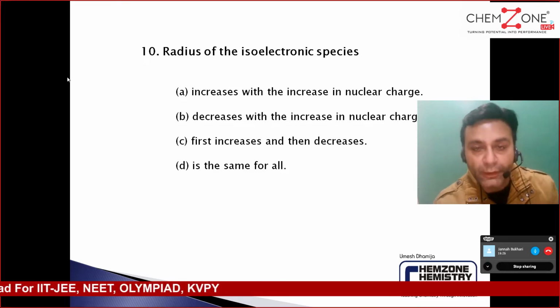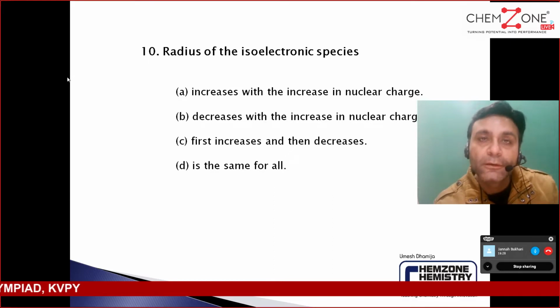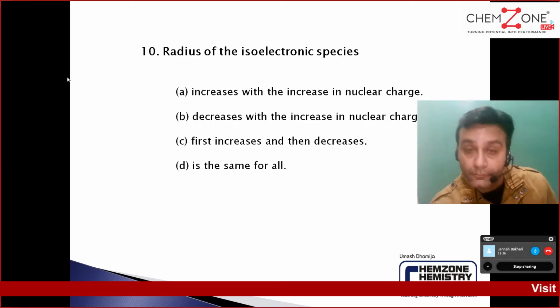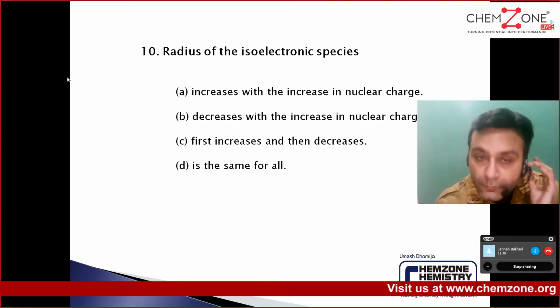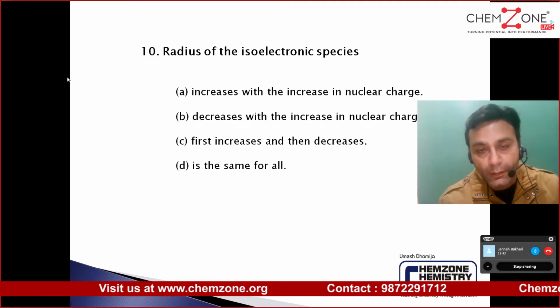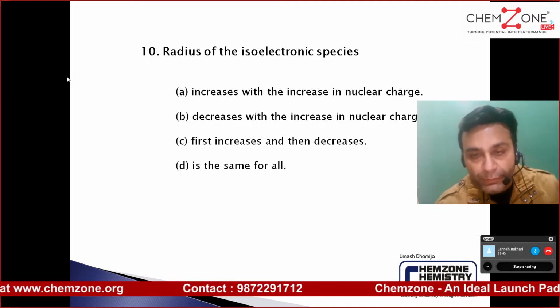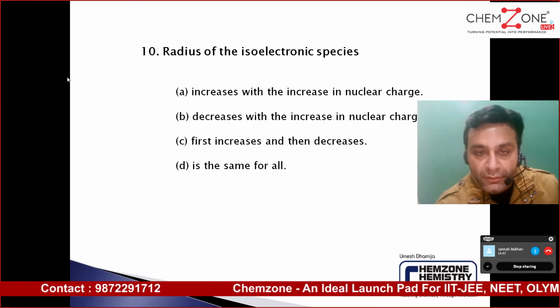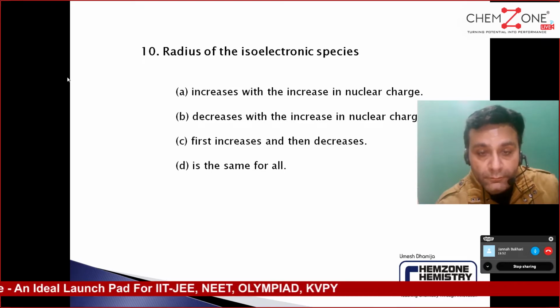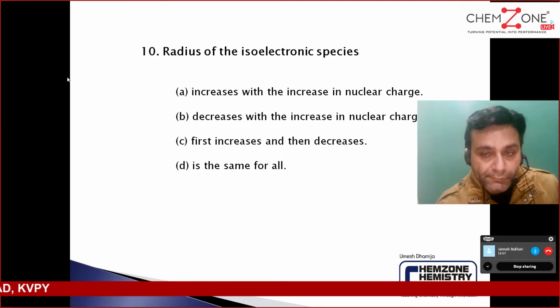Radius of isoelectronic species. What do you mean by the word isoelectronic? Is it that they have the same number of electrons? Yeah, and they have the same number of shells also, right? So then, isn't it A? Because if you have a negative charge, then it's a bigger radius, and if you have a plus charge, then it's a smaller radius.